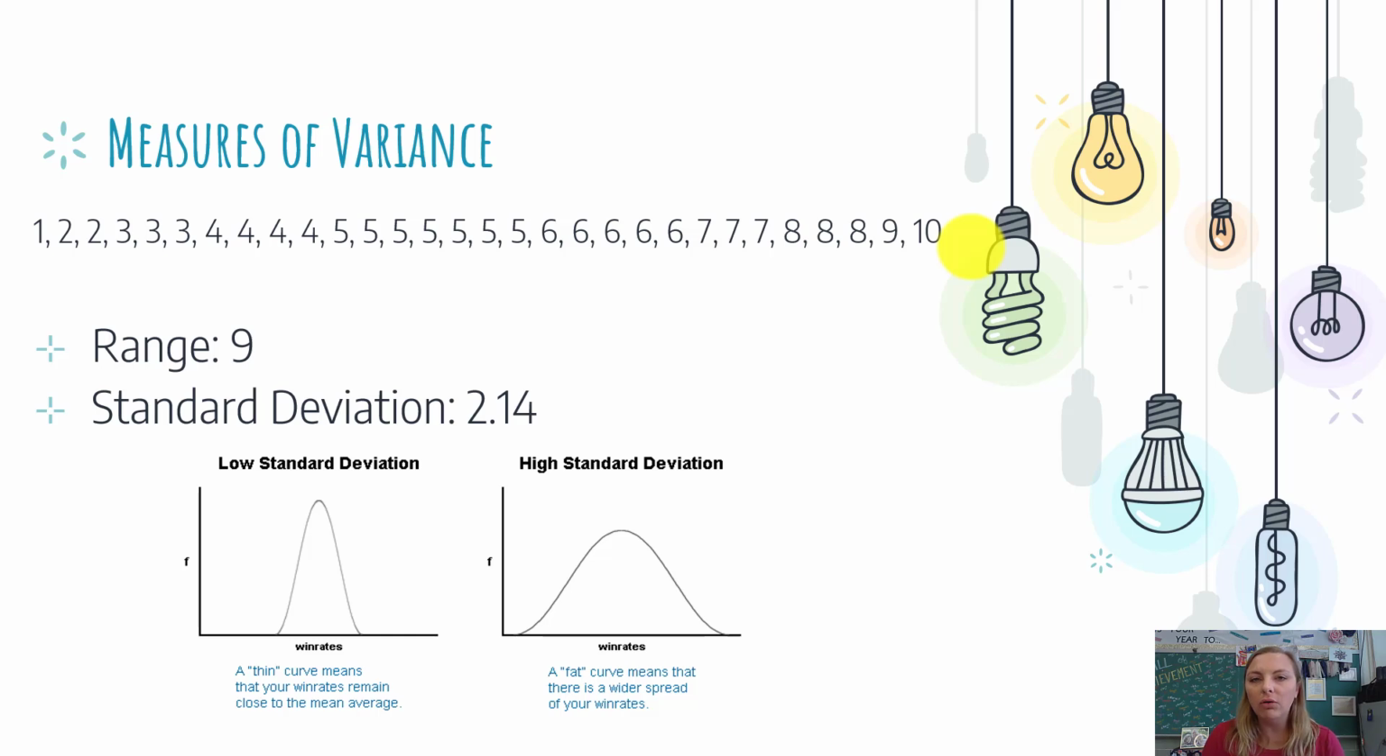So a very small range or standard deviation means that our data points are very close together. You can see in this curve here, a thin curve means that all of our data points are very close to our average, in this case, 5.4. A high standard deviation, or a very spread out, wide, or fat curve, means that our data points are extremely spread out and they are far away from our mean of 5.4. So in this case, our range of 9 and our standard deviation of 2.14 give us a fairly thin normal curve because our data points are not very spread out.